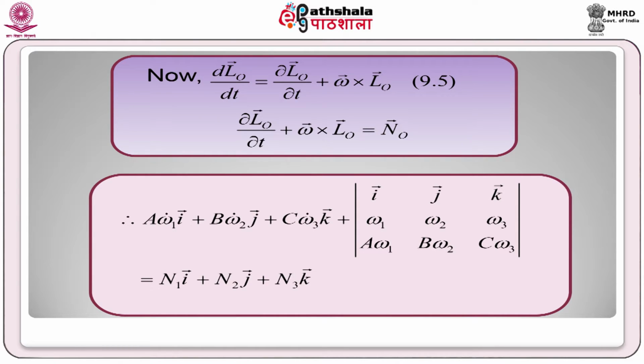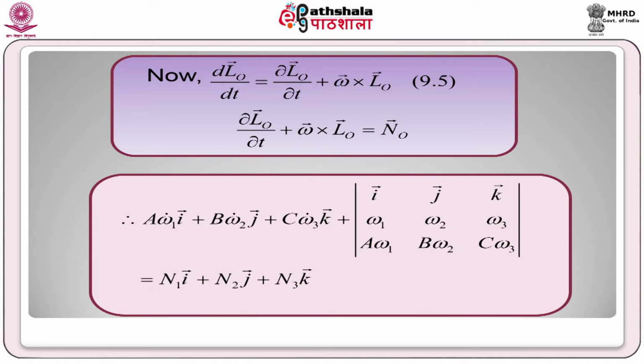If we substitute omega vector cross L_O vector, we get this determinant. In the first row i vector, j vector, k vector. The second row has the components of omega vector, which are omega 1, omega 2, omega 3. In the third row, the components of angular momentum vector L_O have been written, which are capital A into omega 1, capital B into omega 2, capital C into omega 3.